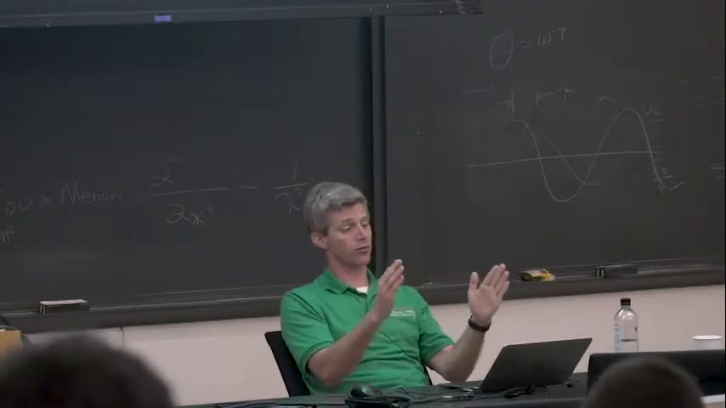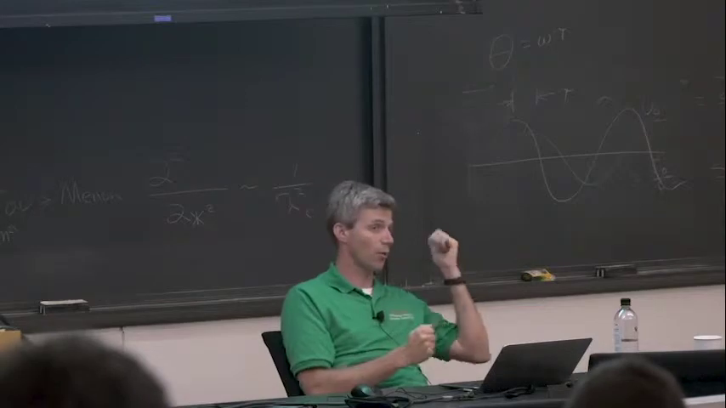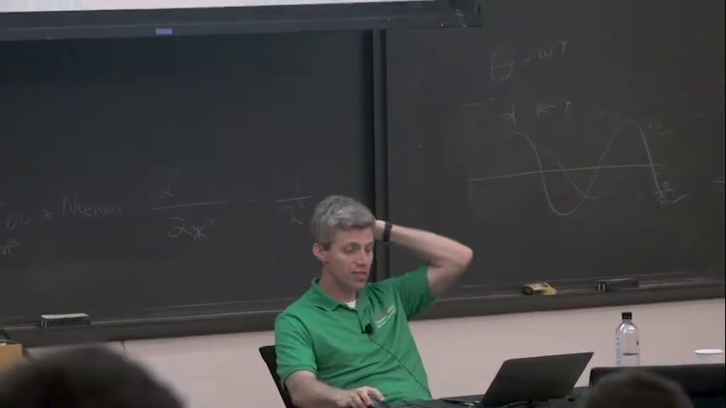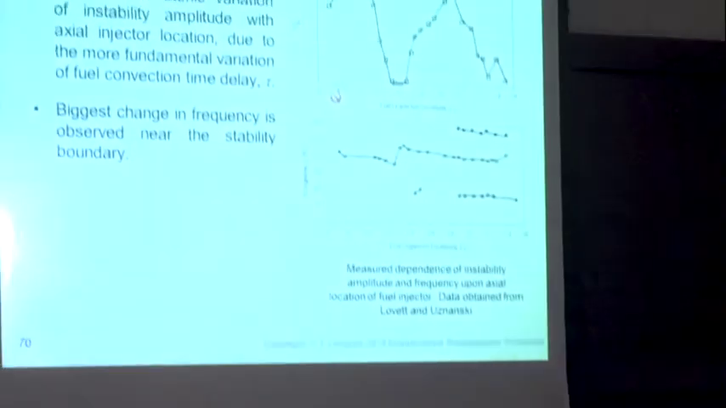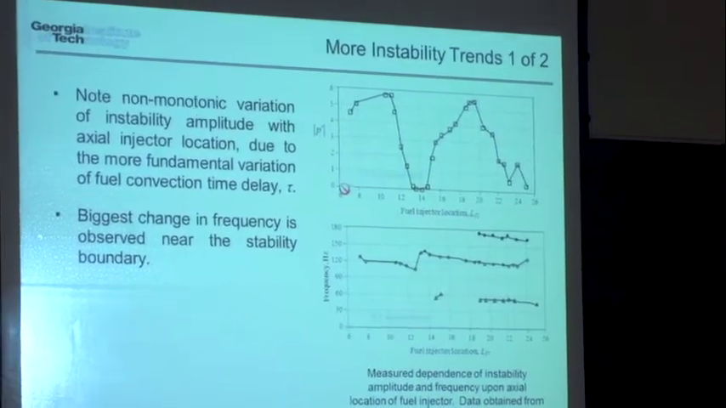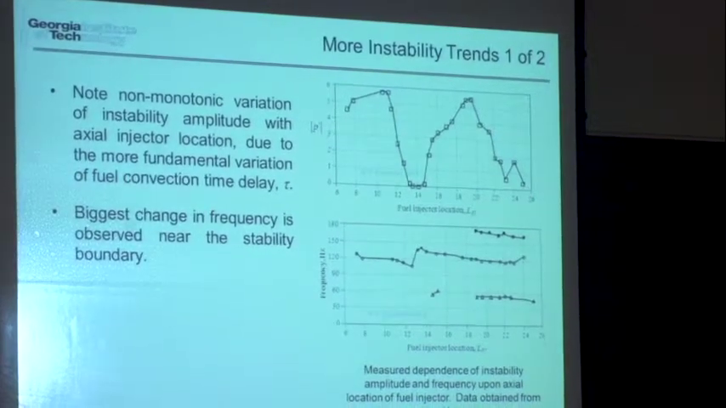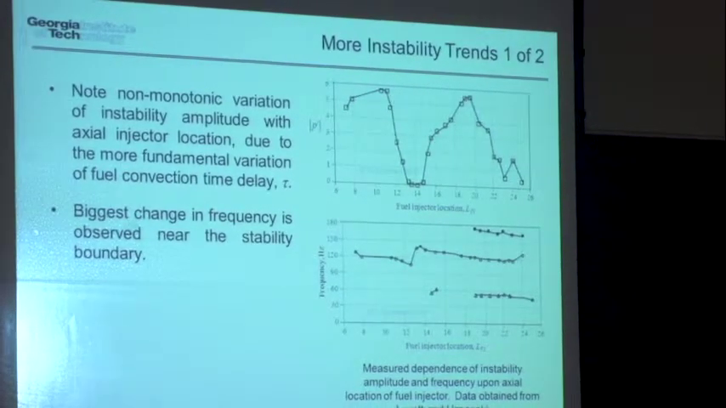So if you change where the fuel injector is, you can dial that time delay, that tau parameter. So that's what they're doing. So this is the fuel injector location, and this is inches upstream of the combustor. So they're sweeping it between 6 and 26 inches. And so what's the effect of fuel injector location on instability amplitude?